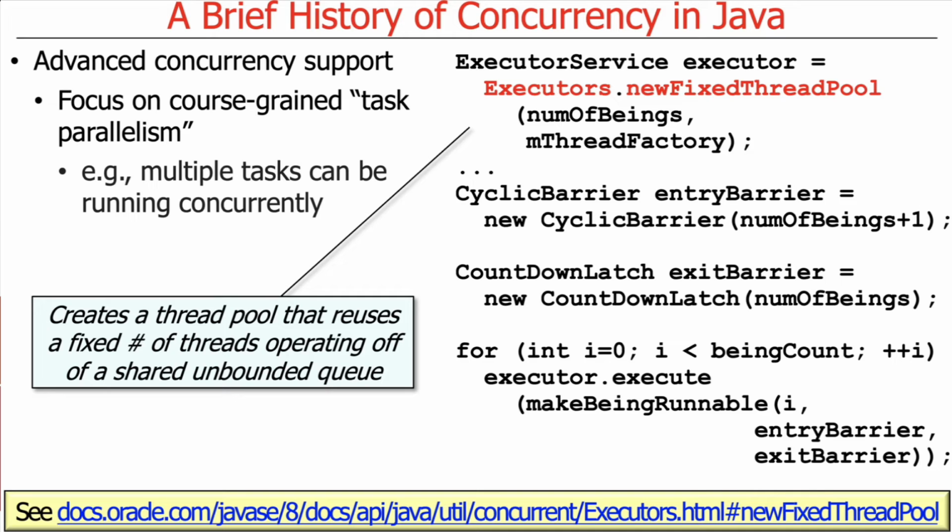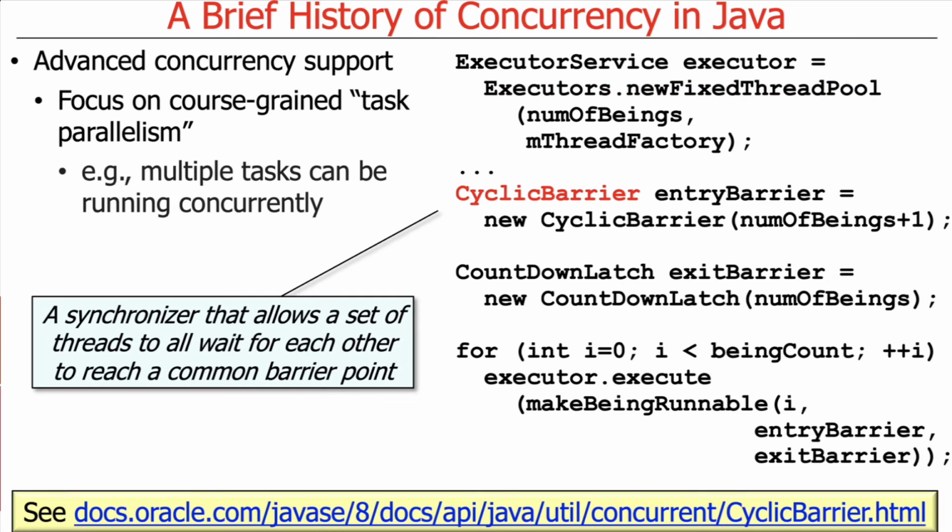That's going to go ahead and create a pool of threads that is equivalent to the number of beings that want to gaze. And they're going to work off of what's called a shared unbounded queue. We'll talk about that later too. Then we go ahead and we create a couple of barrier synchronizers.